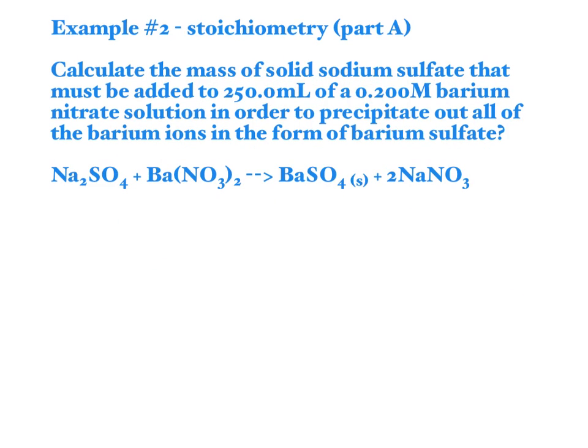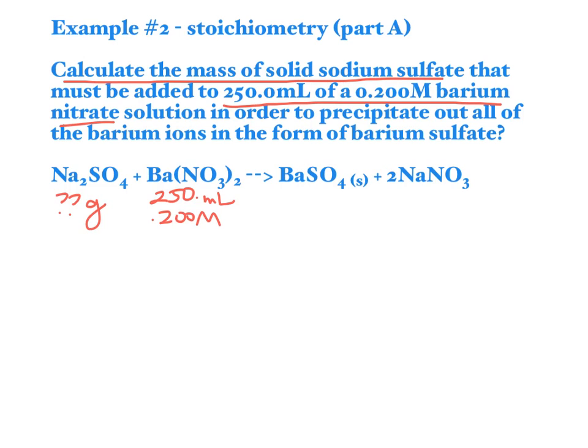So now we can do some math with it because we have our balanced equation, and look, there it is. Yay! Next part of our problem solving is to identify what we know and what we don't know. We're trying to figure out the mass of sodium sulfate. So this is my sodium sulfate, and I'm trying to figure out the mass of this, so that's my grams. And it must be added to this much of this barium nitrate solution. I know information about this one: 250 mL, and it's a 0.200 molar solution.